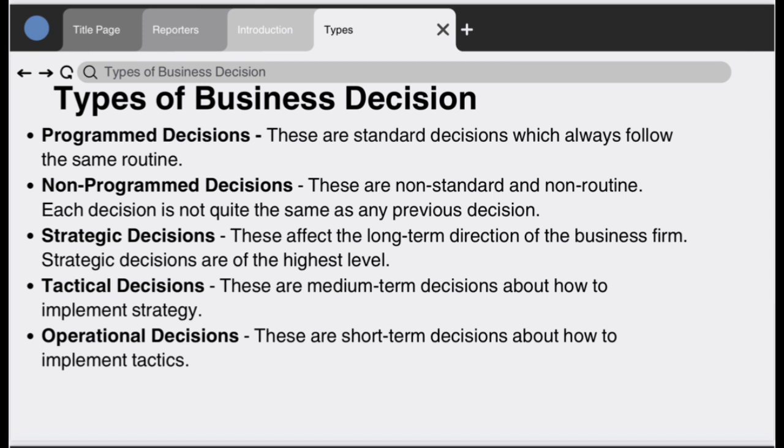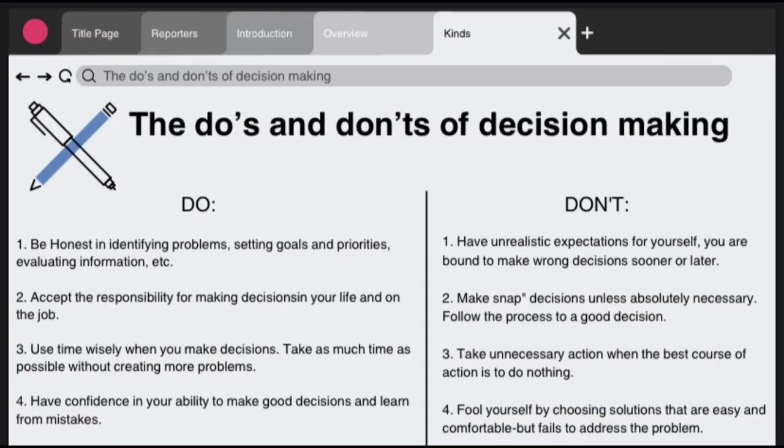For strategic decisions, these affect the long-term direction of the business firm. Strategic decisions are one of the highest level. Tactical decisions. These are medium-term decisions about how to implement strategy. Operational decisions. These are short-term decisions about how to implement tactics.